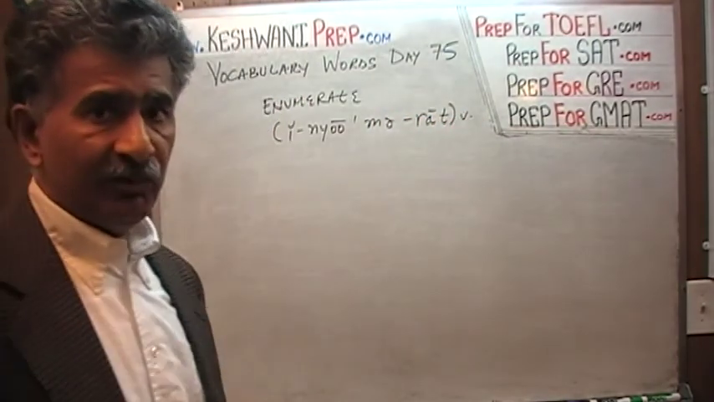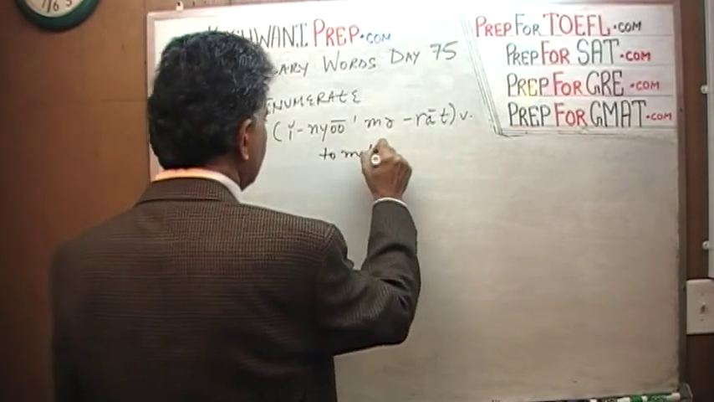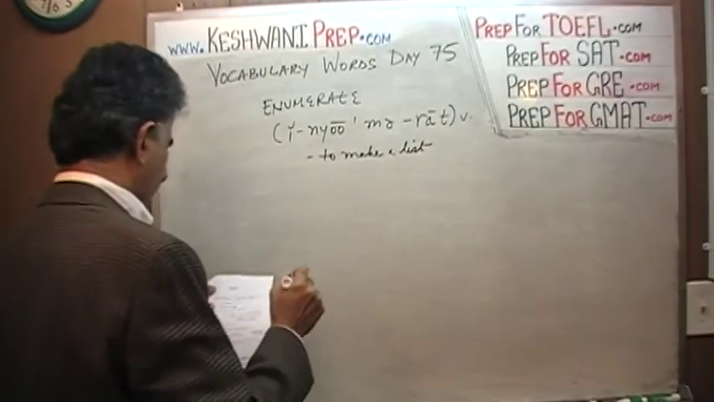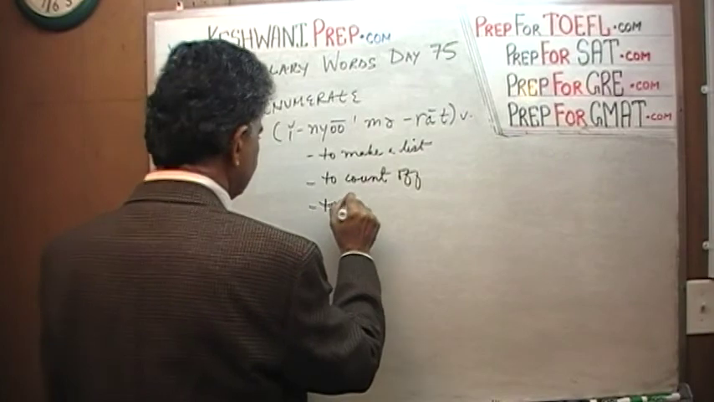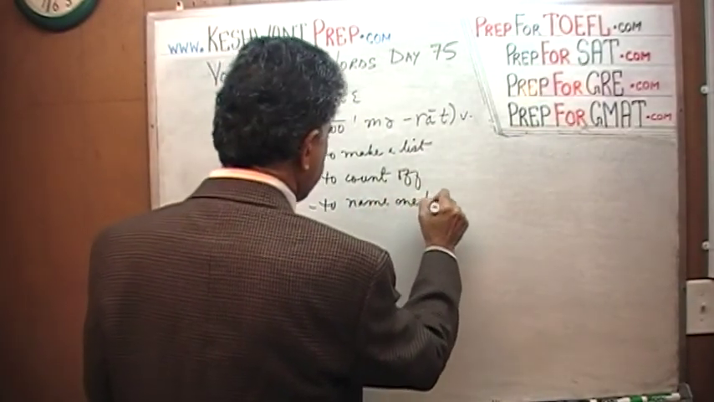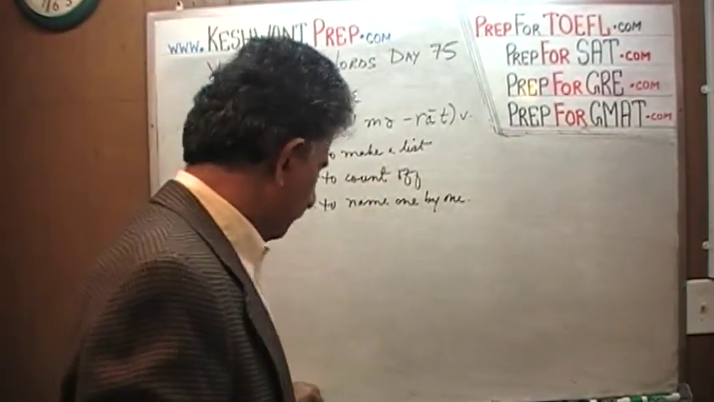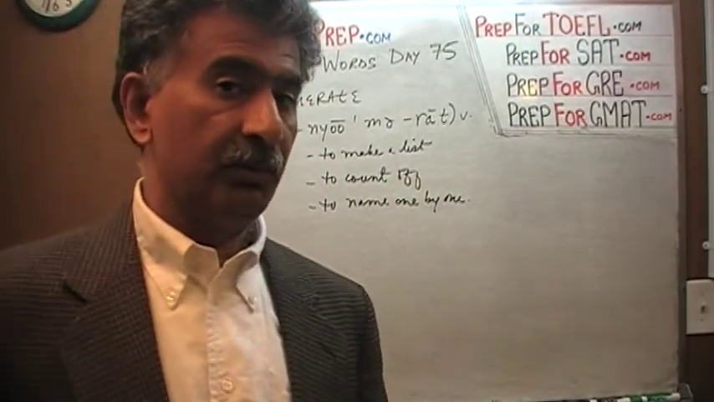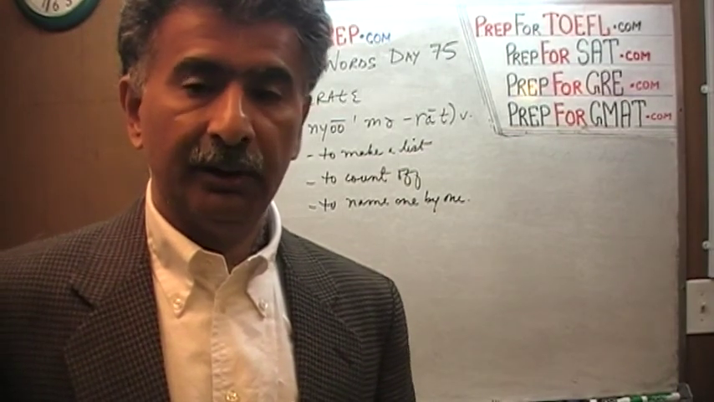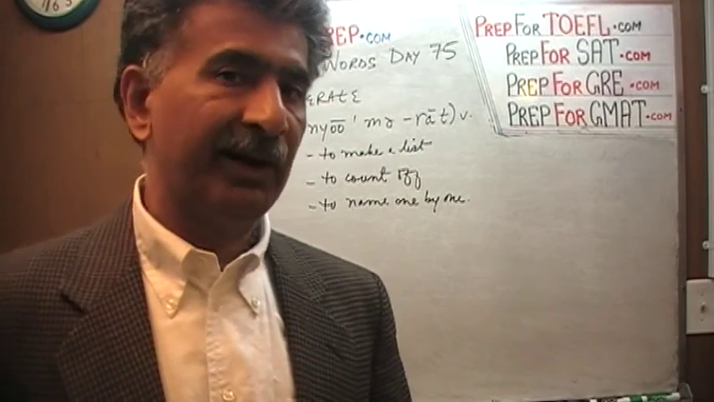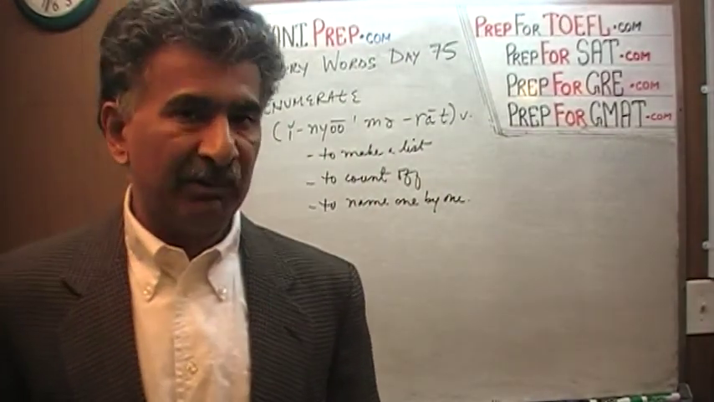It's a word. What does it mean to enumerate? Well, enumerate means to make a list, to count off, to name one by one. Do you understand? To enumerate means to make a list, any kind of list. It could be a grocery list, a list of things to do, or the stuff that you want to bring with you someplace. If someone tells you to enumerate them, make a list. To name one by one.